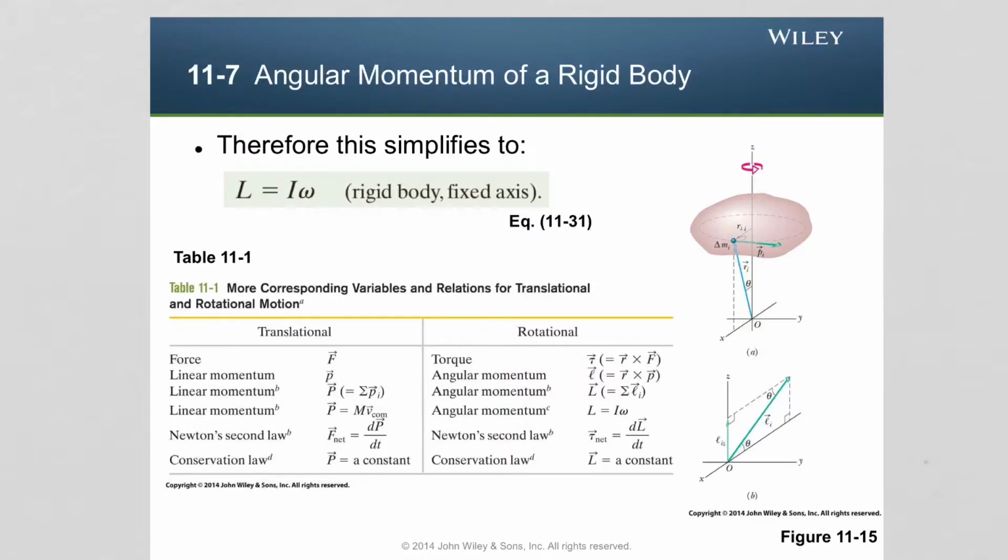We also have a conservation law for linear momentum. We stated that the linear momentum of a system of particles does not change if there is no external net force applied to the system. For angular momentum, we have the same conservation law, which states that the angular momentum of a system of particles does not change, is conserved, if there is no external net torque applied to the system.